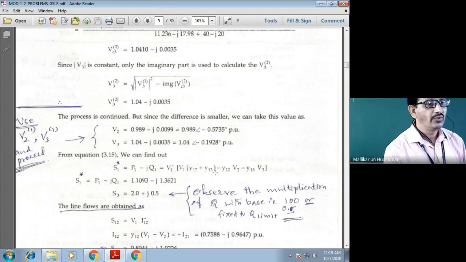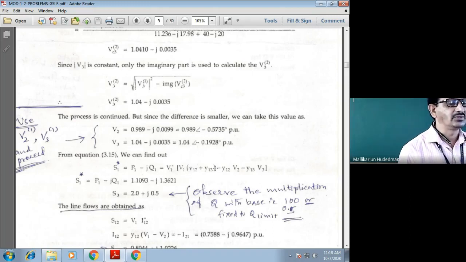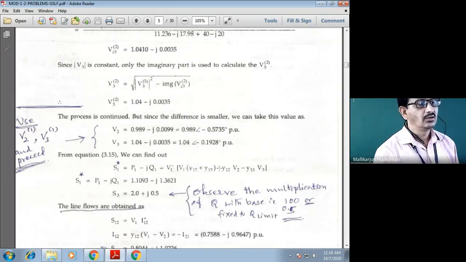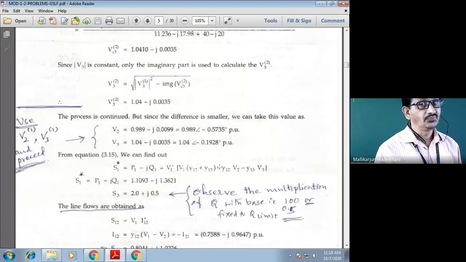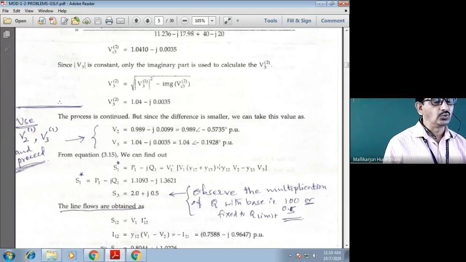What I can remember, V1 I know at this time, which is given. I1 I don't know. What is I1? Bus current 1. How do I calculate I1? I calculate in parts. For 1 to 2, what is the current flowing? V1 minus V2 into Y12. If I operate, I will be able to get I12. If I want to get I13, I should use V1 minus V3 into Y13. I will get the I13 current. Add those two, I12 plus I13, the result is capital I1 at bus number 1. Use that in the calculation.